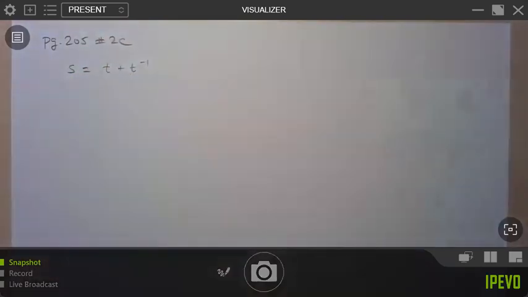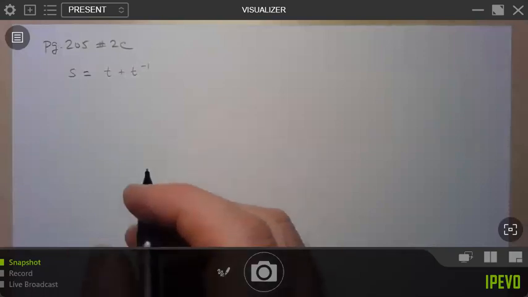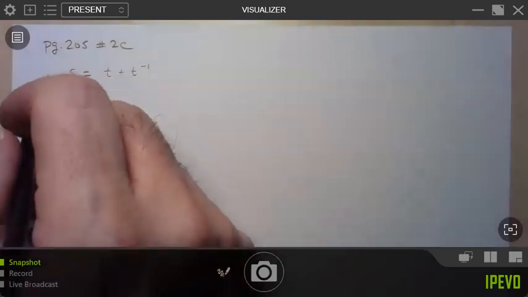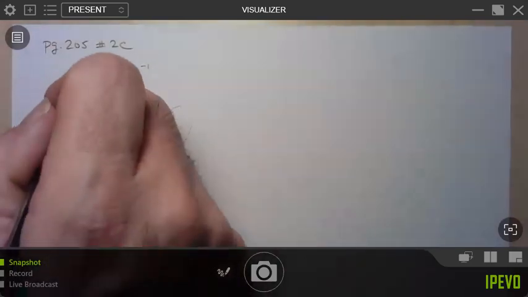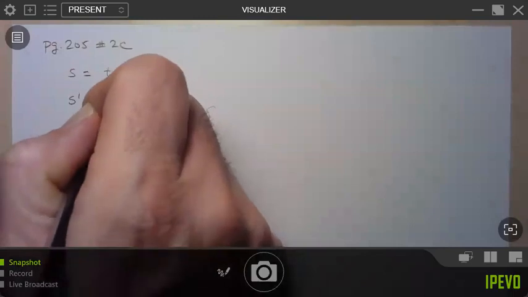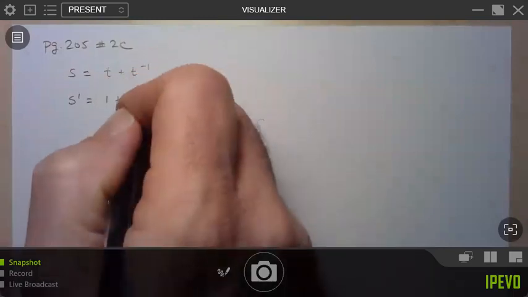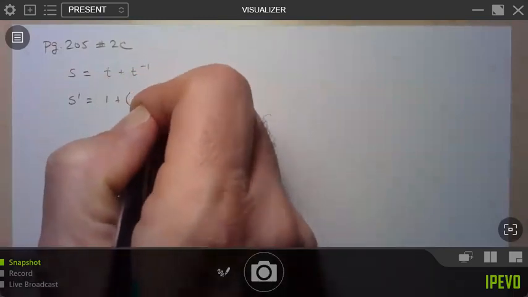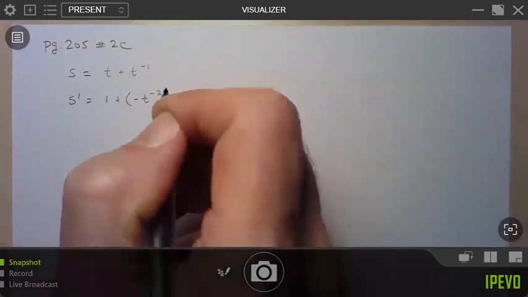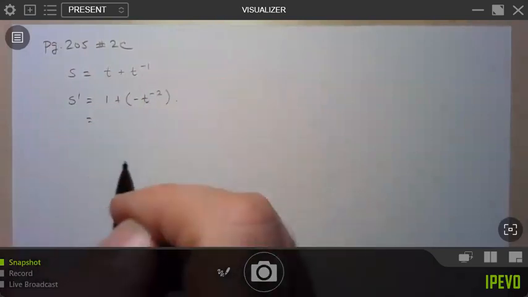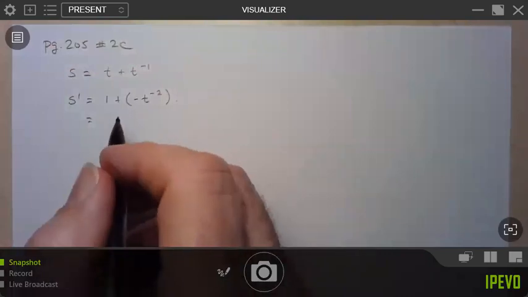All right. So first thing we have to do here is determine where this derivative is equal to 0. And then from there, use the second derivative to determine whether it's a maximum or minimum. So I'll start by finding the first derivative, make sure there actually are critical points. Okay, so S prime is equal to 1 plus, and then here we have negative 1 times t to the negative 2.